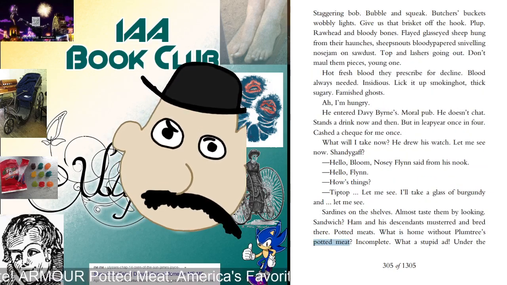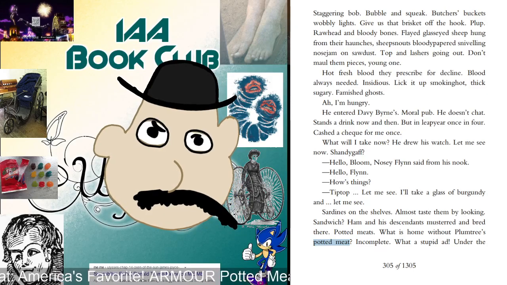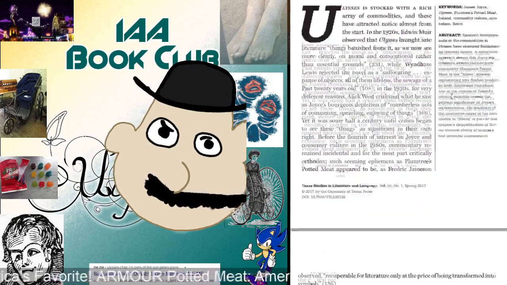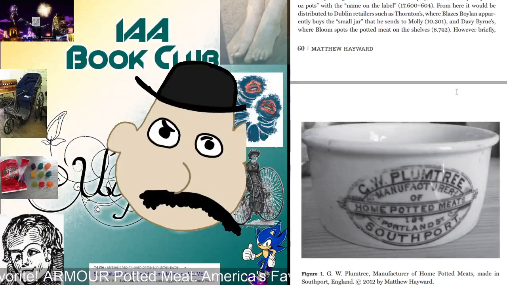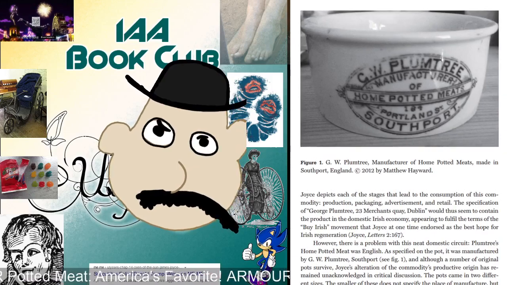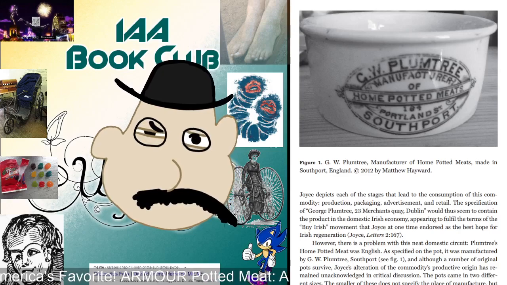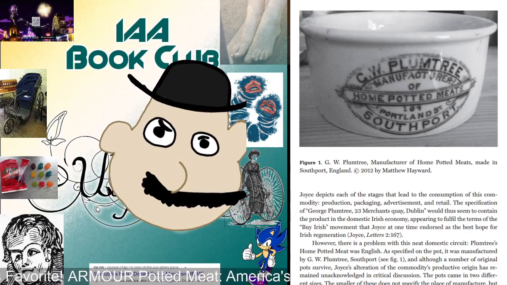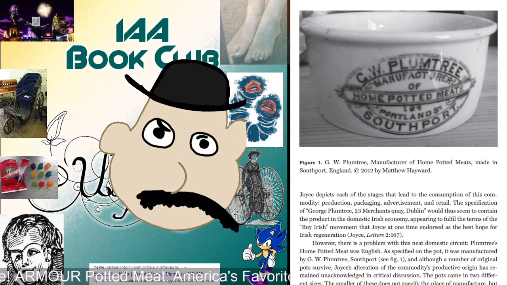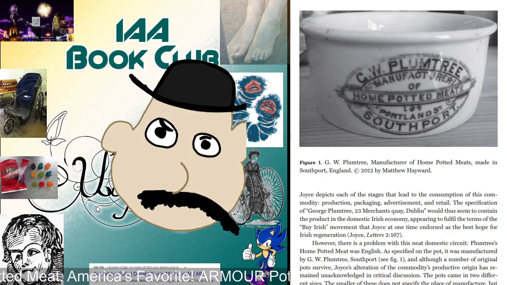Now, in the academic paper on page 5, it does have a picture of a Plumtree's potted meat, like an artifact from the time. It's weird talking about something from 100 years ago as an artifact, but I would guess in 100 years from now, people will be looking at a Spam can. How old is Spam? Probably not 100 years, right? No, it's World War II. 1937. Getting there though. I mean, it'll keep.